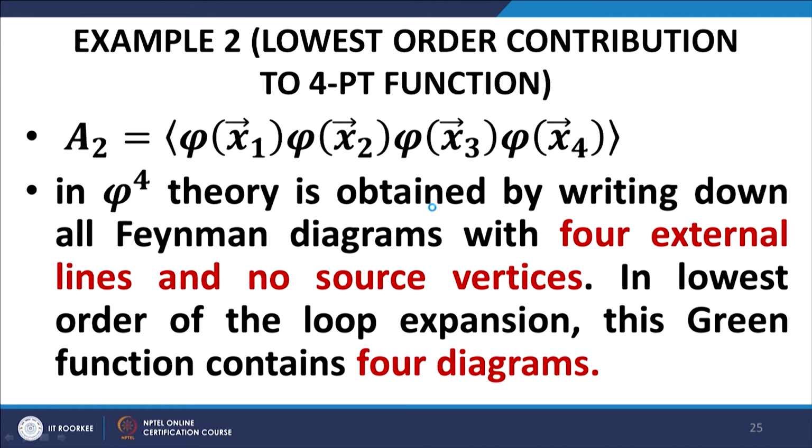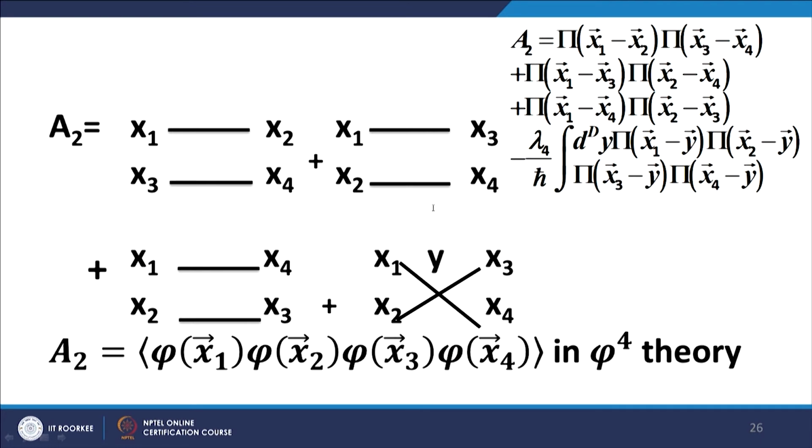Then we look at the lowest order contribution to a 4-point function. A 4-point function is given by the expected value of phi x1, phi x2, phi x3, phi x4, and this is obtained by writing down all Feynman diagrams with 4 external legs and no source vertices. There will be 4 such diagrams, as you can see on this slide. The first diagram, second diagram, third diagram, and then we have the fourth diagram.